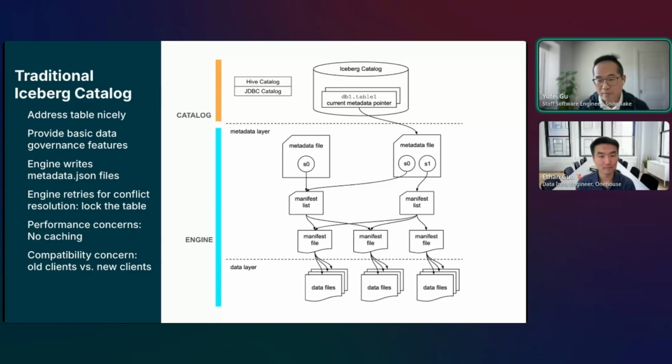Even more concerning are the compatibility issues, right? Let's say you have old clients, Spark 3.2, 3.4, 3.5, and Spark 4.0 with different Iceberg versions, and the new Iceberg versions have some properties that the old client does not know about at all. Every time the old client writes the metadata JSON file, it will override those properties, which causes the table to corrupt again.